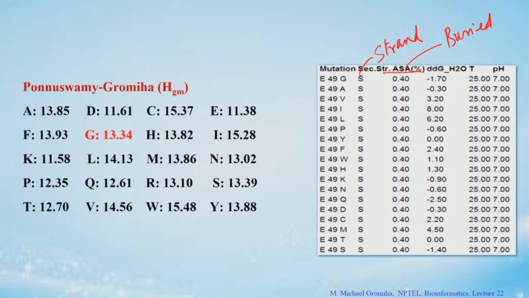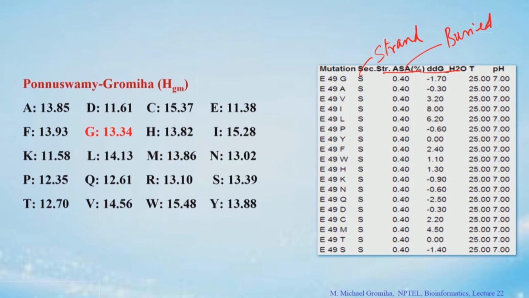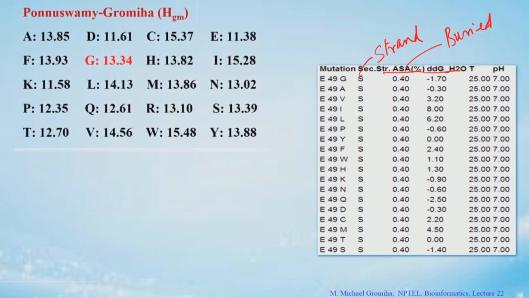Now, if we see which properties reflect better correlation with this delta delta G H2O, this is the experimental data and we have several properties. Okay, this is the buried one and a strand mutation. So, we can use the hydrophobicity values to see whether this can have good correlation or not. In this case you can draw a graph. Here this is the delta HGM, this is the hydrophobicity scale, and here you can see delta delta G H2O.